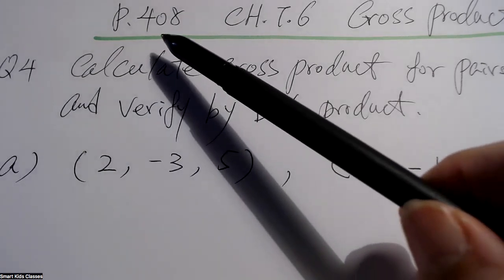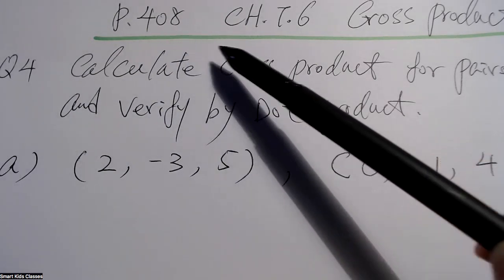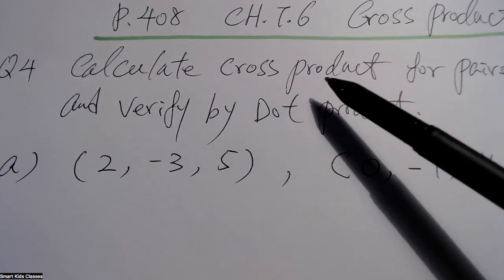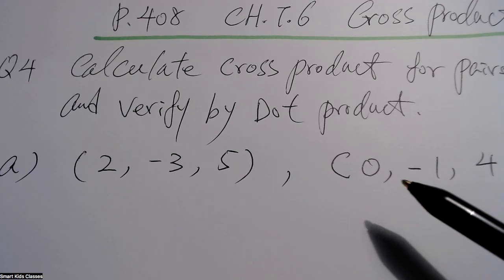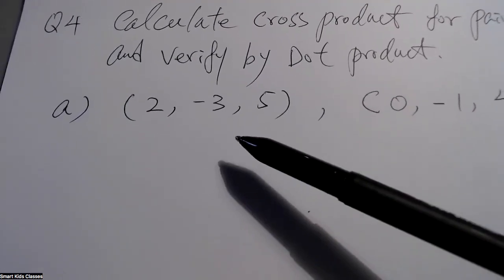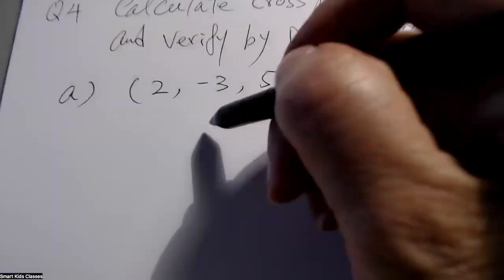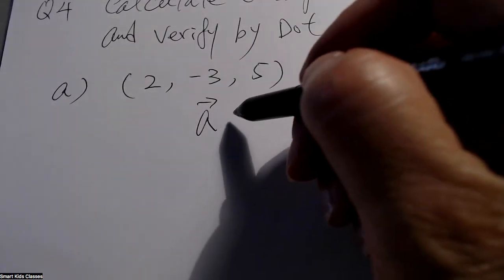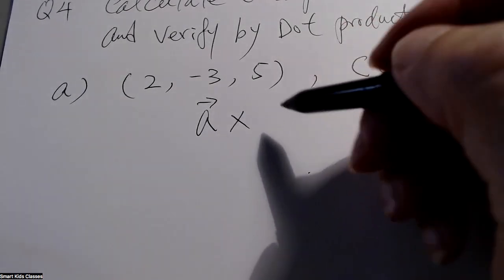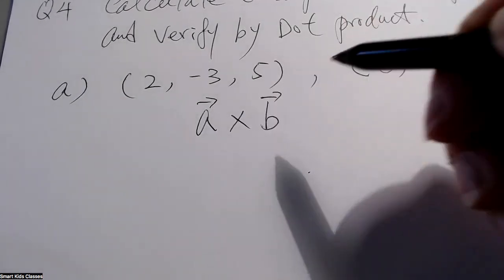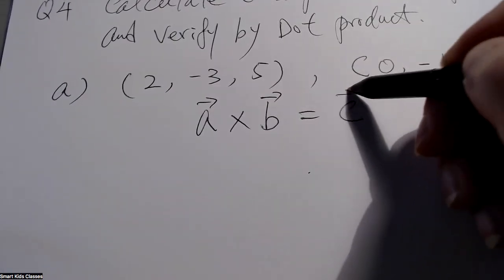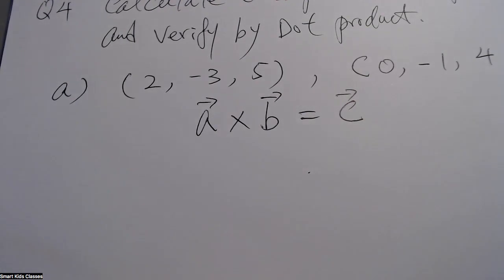Now the question is on page 408, unit 7.6. Calculate the cross product for the given vectors and verify the answer. Let's say the first vector is A and the second vector is B. So we're going to do vector A cross vector B, and it's going to be equal to vector C.